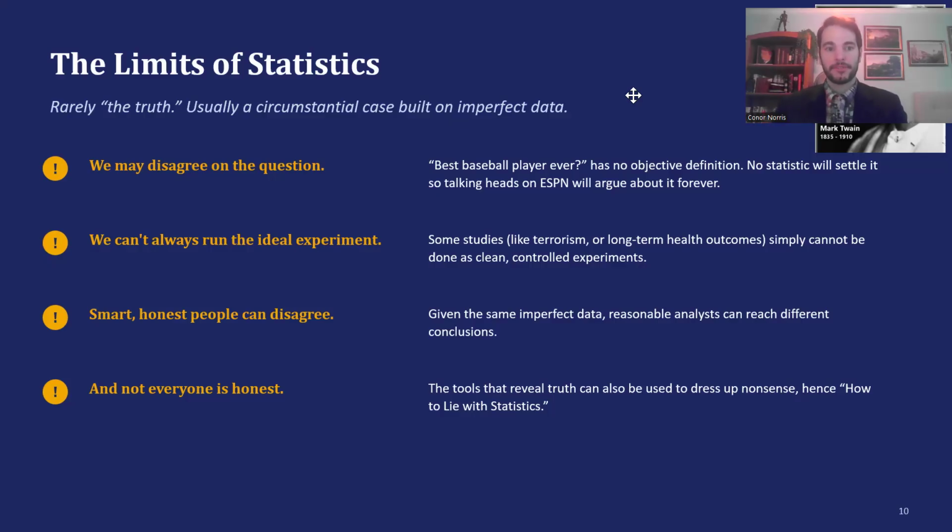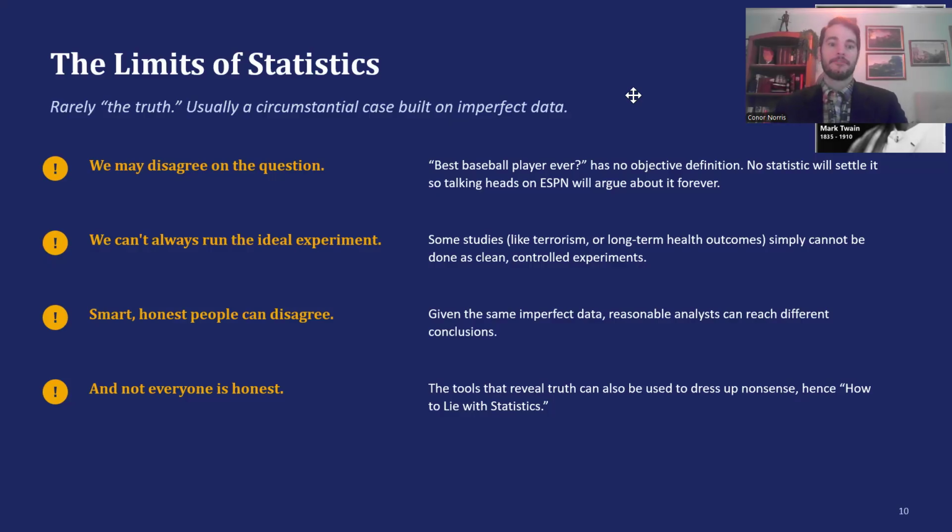Next, smart, honest people can disagree. So not even people that are liars or fools, but honest, smart people can disagree. And there are a lot of debates that go on in different professions. Economics, we debate about things all the time. Really smart, honest people coming to different conclusions from the same sort of data. And given the fact that we often have imperfect data, so we don't have the whole population, we just have a sample out of the population, when we analyze that data, reasonable people can reach different conclusions.